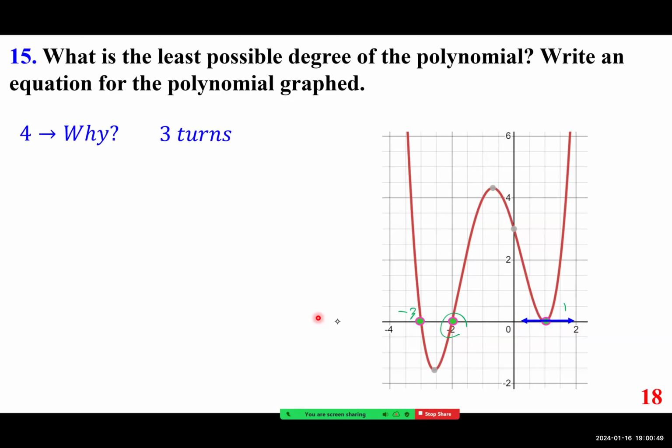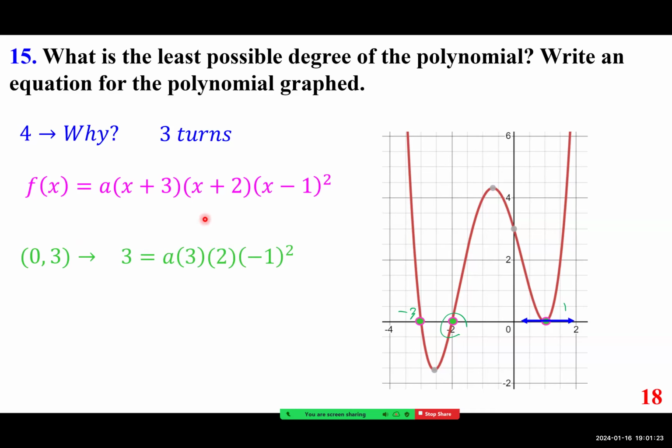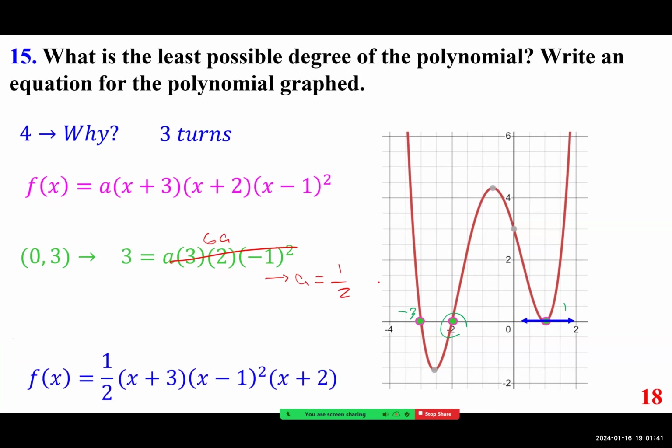And what comes in front, we don't know. Let's call it a. So we are going to write a, some number which we don't know yet, times x plus 3 times x plus 2 times x minus 1 squared. And all we have to do, use one easy point to find the missing a. Obviously, you can see the y-intercept is located at 0, 3. And so replace all the x's with 0, f of x or y with 3. So this becomes a times 3 times 2 times negative 1 squared. This is 1, this is 6, so we have 6a. a becomes 3 over 6, or 1/2.